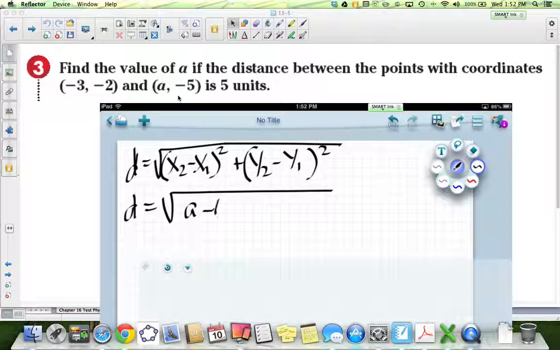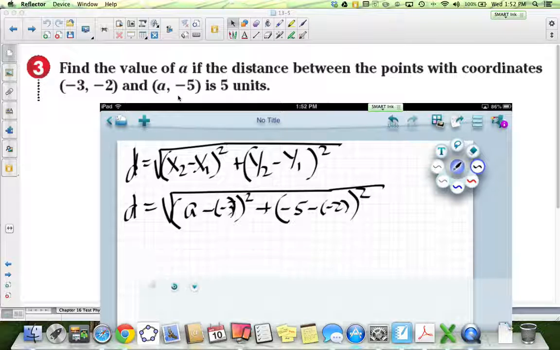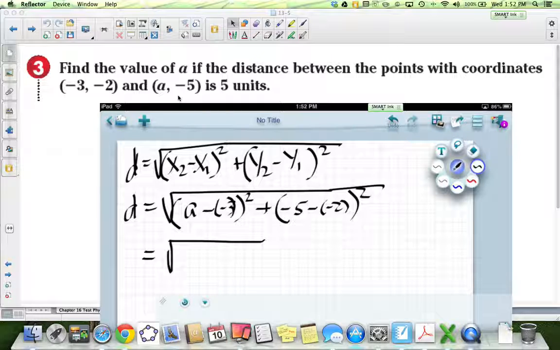So, in this case, following the distance formula, x2 would be A, x1 would be negative 3, and we want to square that, plus y2, which is negative 5, minus negative 2. Again, we want to square that. So you now have the radical of A plus 3 squared plus negative 3 squared.